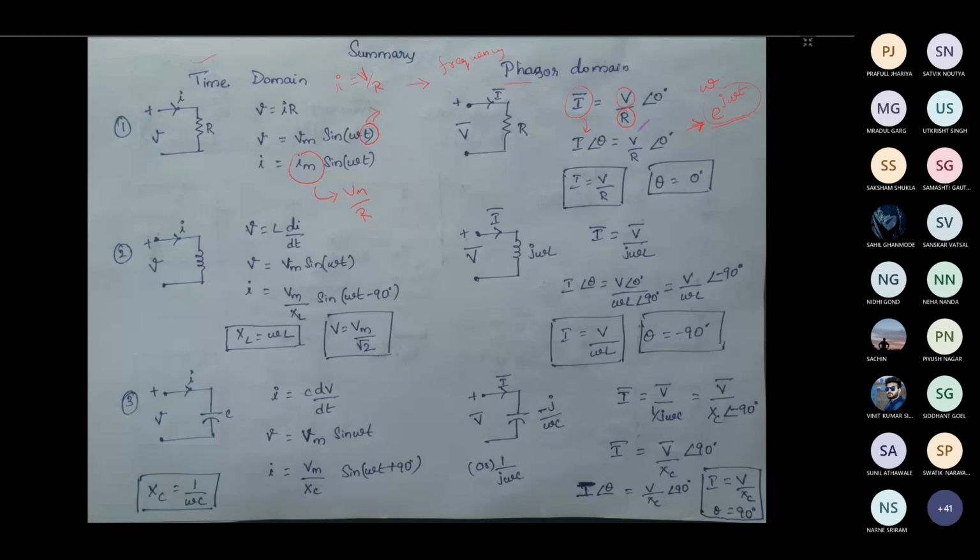This is the magnitude value and the theta value. If you compare the magnitude and theta on the left hand side and right hand side, you will get I is equal to V by R, which is the RMS value, and theta is equal to 0 degrees.